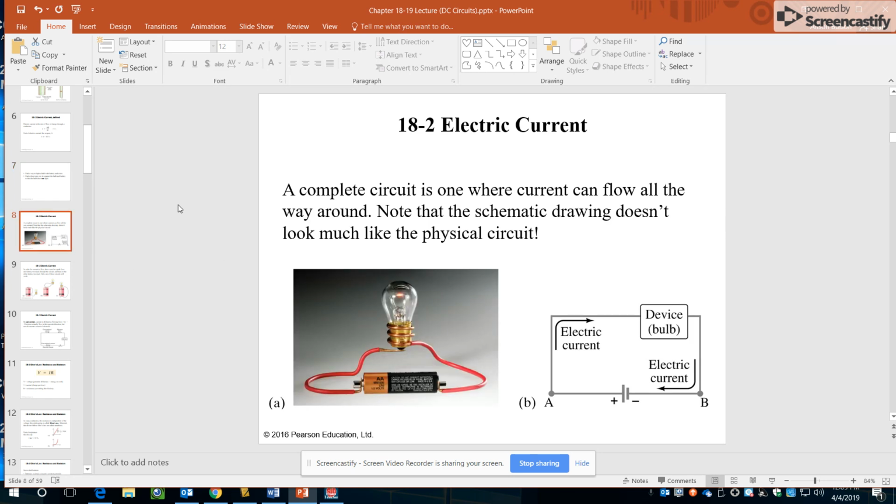So a complete circuit occurs when current can flow all the way around. An actual circuit of components does not necessarily look like a schematic drawing. Right? The physical circuit doesn't always look like the drawing, but we'll use schematic drawings to simplify and to give clearer directions for constructing circuits. So on the left here is an actual circuit of battery, wires, and light bulb, and on the right is the schematic of the same circuit.